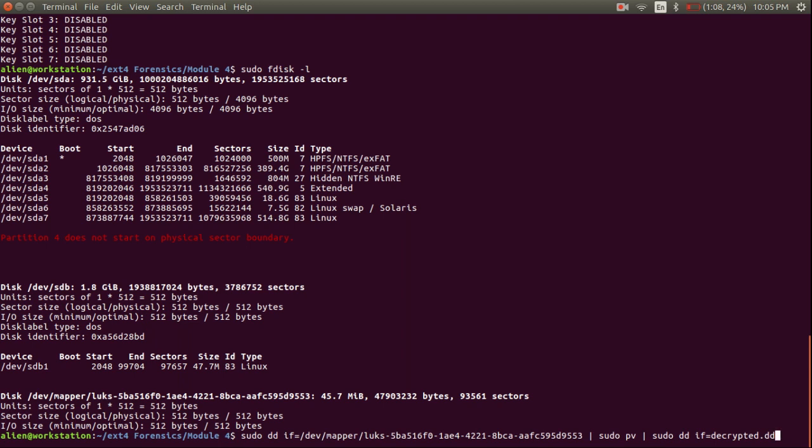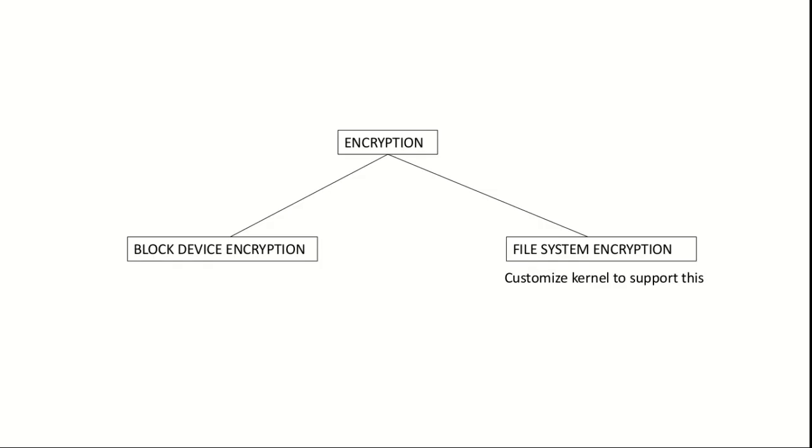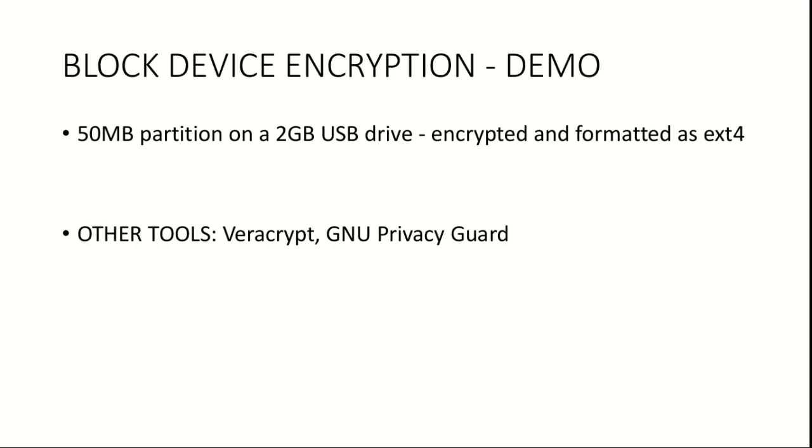The catch here is knowing the encryption passphrase. Some encrypted disks may be programmed to wipe themselves clean when an incorrect passphrase is entered more than 3 times. The forensic investigator needs to be aware of that. Some other tools that perform disk encryption are VeraCrypt and GNU Privacy Guard.